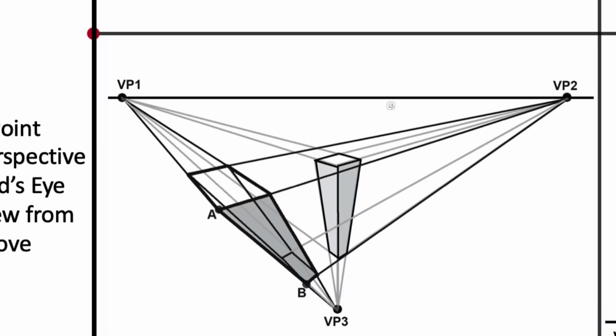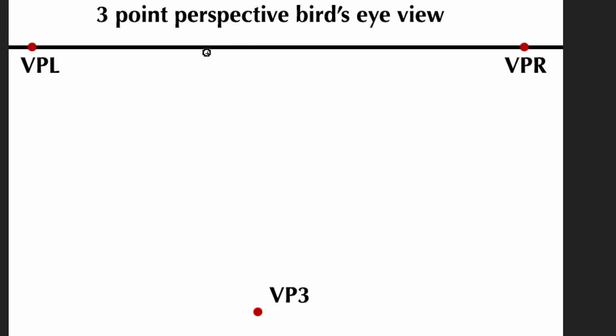So again, the horizon line is up high. We've got the left, the right, you could call them 1 and 2 if you want, and the third one. And this one becomes most critical. So I've already drawn my horizon line, marked my VP left and my VP right, and that third vanishing point.